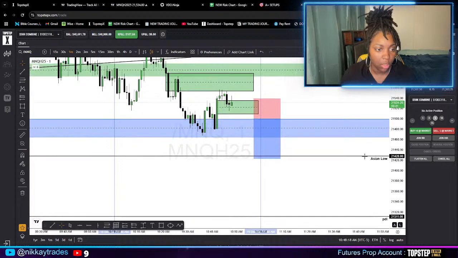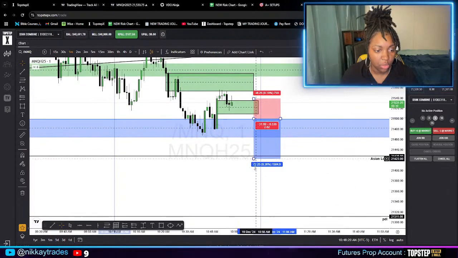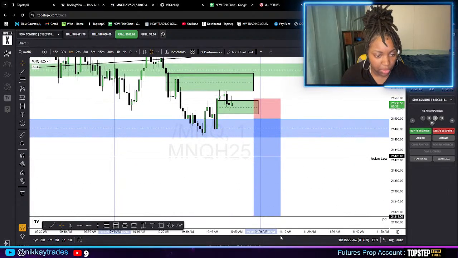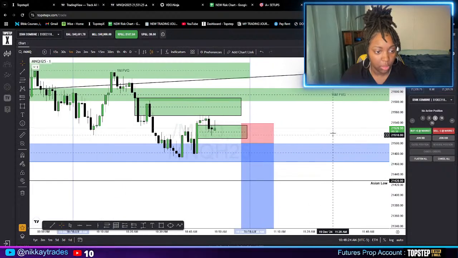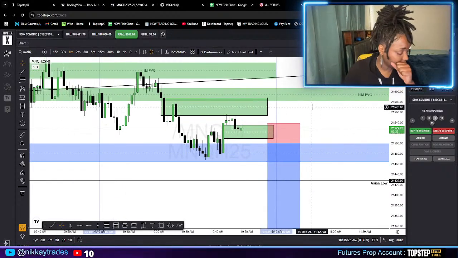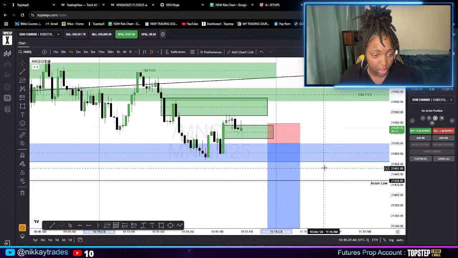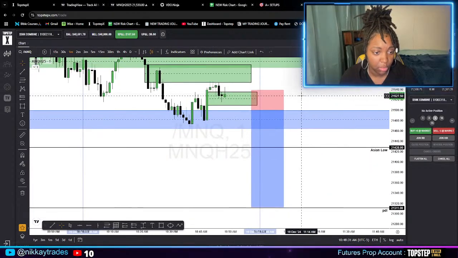Yeah, I need like a close underneath this here. A close. They even try to see if it'll go to push further down to the Asian low and the previous daily low.